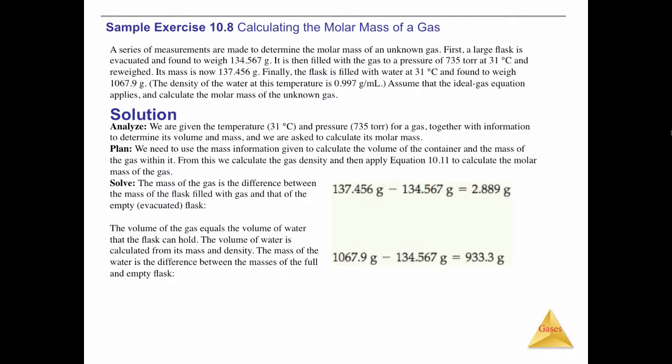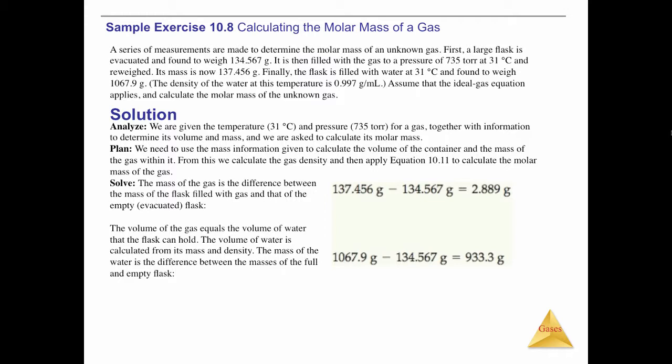I hope you see where they're going with this already. They've given you the pressure, they've given you the temperature, and by subtraction, we can find the mass of the gas. Finally, the flask is filled with water at 31 degrees Celsius and found to weigh 1,067.9 grams. The density of the water at this temperature is 0.997 grams per milliliter. Assume that the ideal gas equation applies and then calculate the molar mass of the unknown gas.